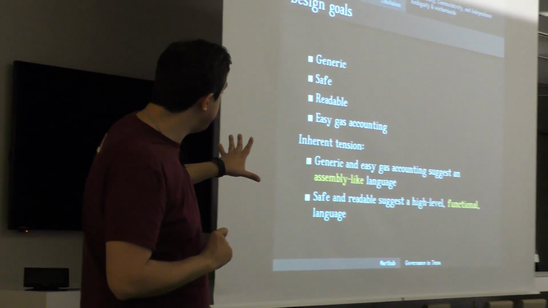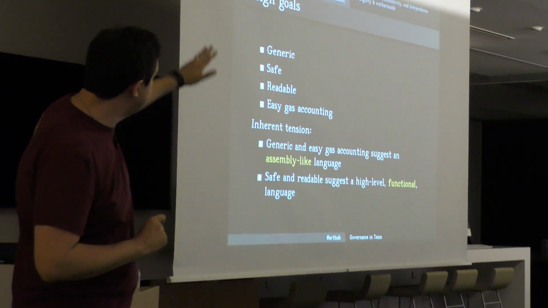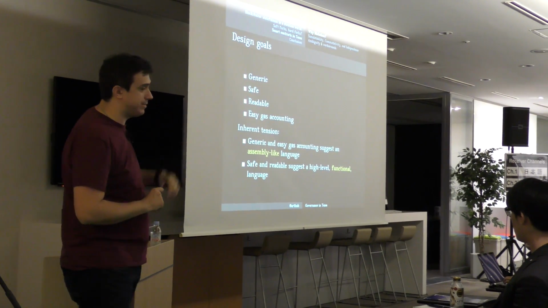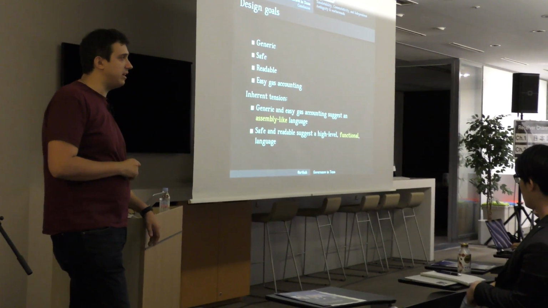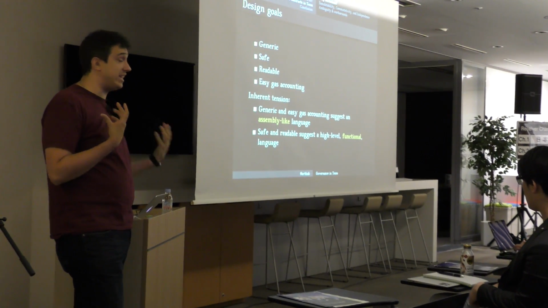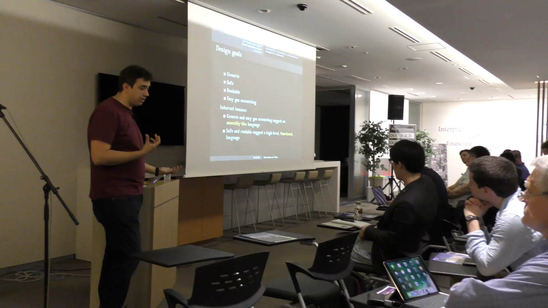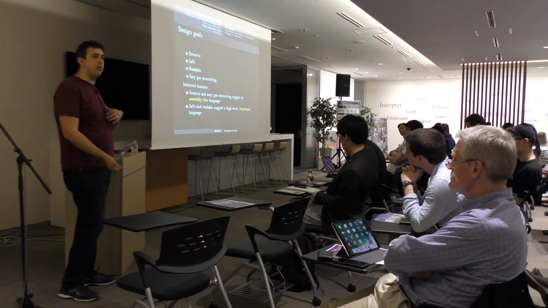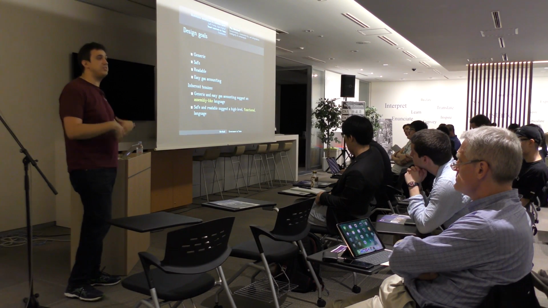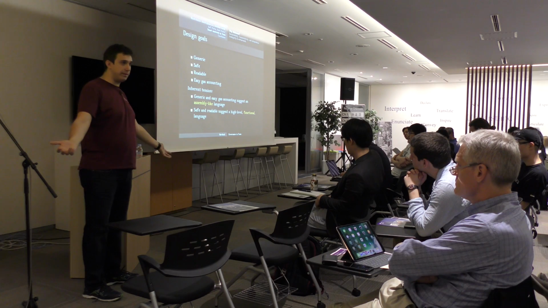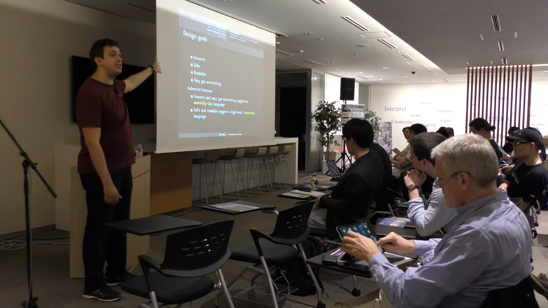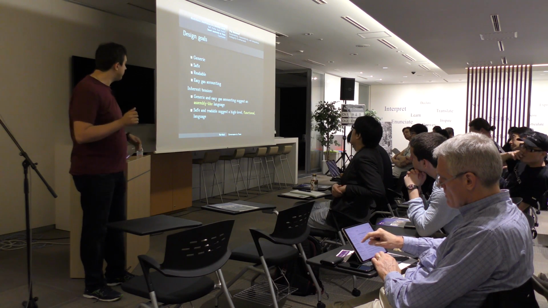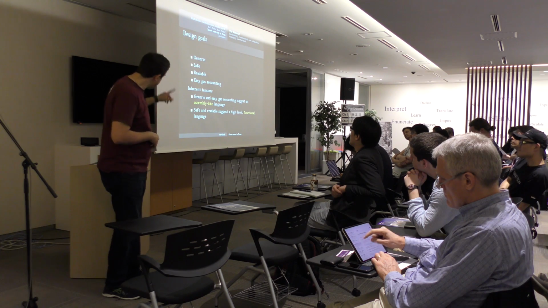And now there's a tension here because on the one hand, if you want something generic with easy gas accounting, then it sounds like you want something like assembly, right? So that's what Ethereum did when they had the EVM. And other projects are either using the EVM or WebAssembly or LLVM. It's very attractive because it's very generic. Why not have an assembly? If you like all these safe languages and general languages, you can just compile down to assembly, and then you're golden. Aha. But then your language is not readable.